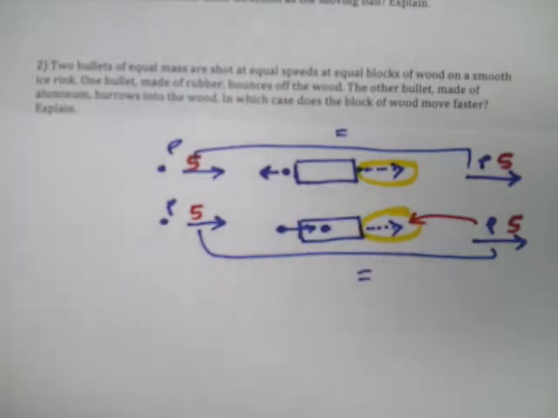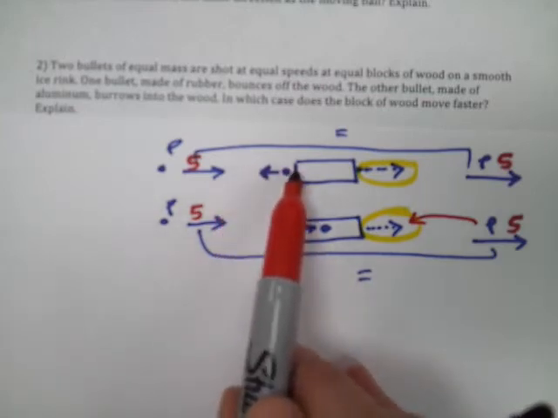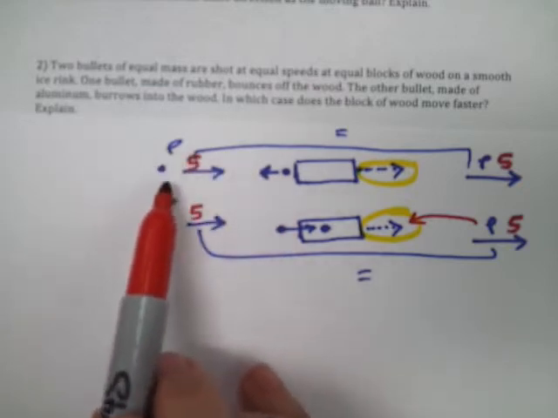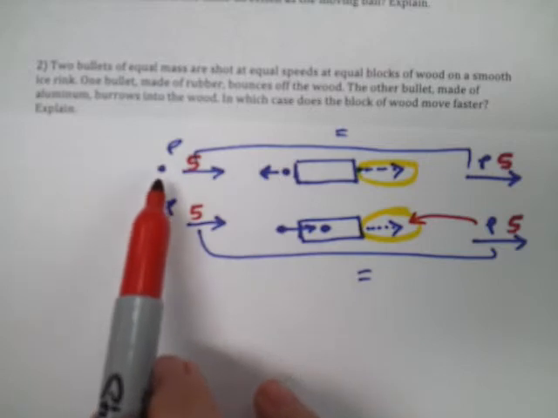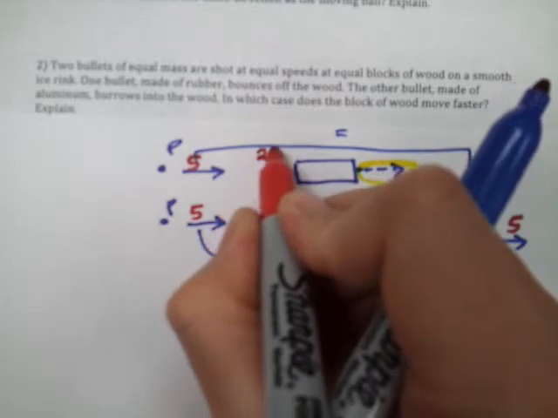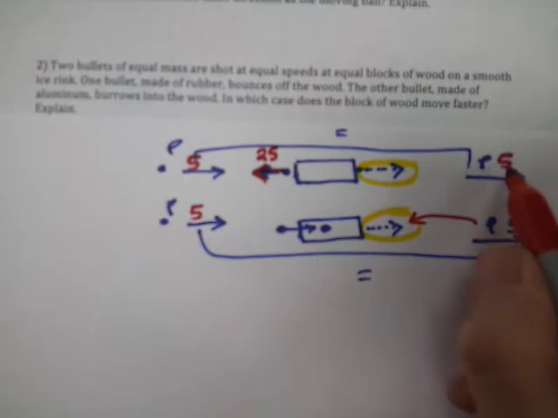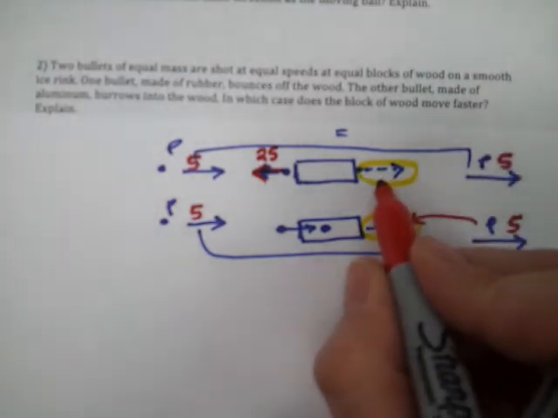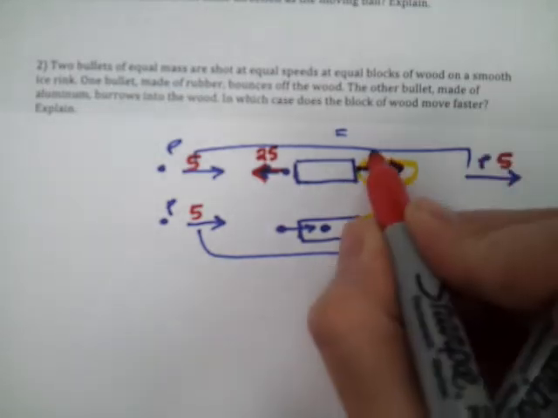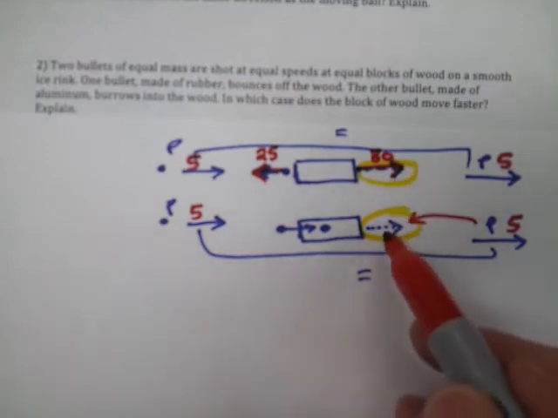But look at this first situation. This bullet bounces back, which means its momentum is opposite the original total momentum's vector. So let's make up a number here. Let's say that this momentum is 25, going this direction. In order to equal 5, what does this vector now have to be? This vector now has to be 30. That's a pretty big difference from 5, right?